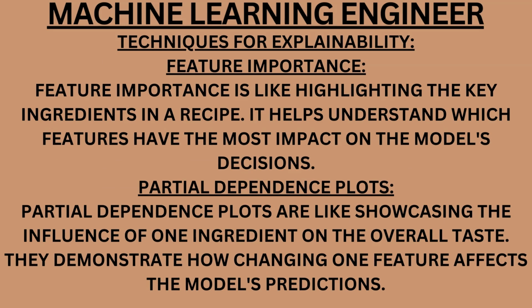Techniques for explainability. Feature importance. Feature importance is like highlighting the key ingredients in a recipe. It helps understand which features have the most impact on the model's decisions. Partial dependence plots. Partial dependence plots are like showcasing the influence of one ingredient on the overall taste. They demonstrate how changing one feature affects the model's predictions.